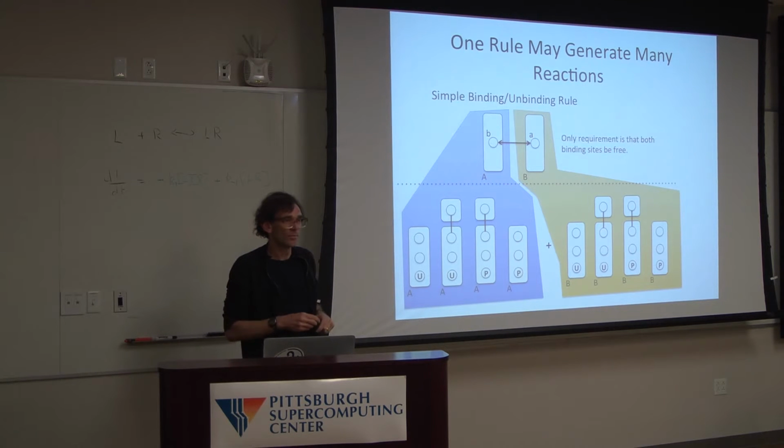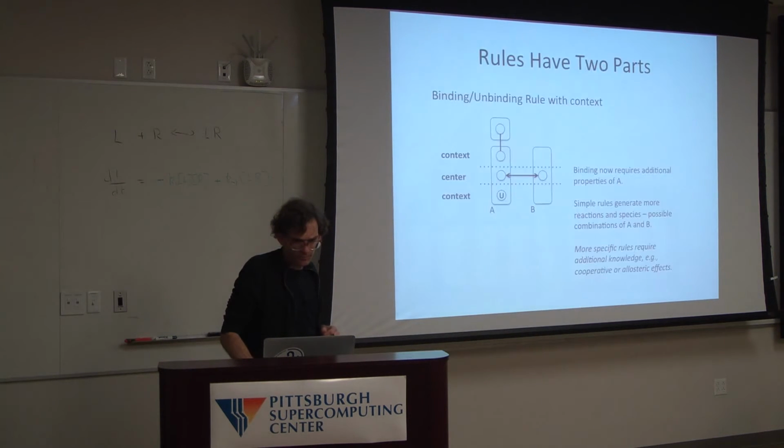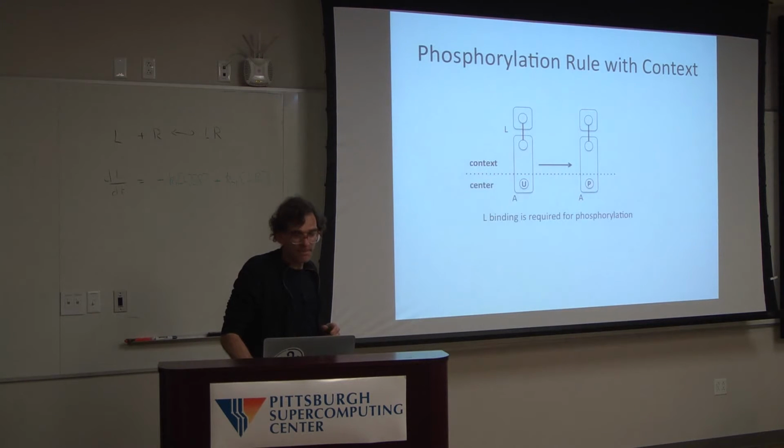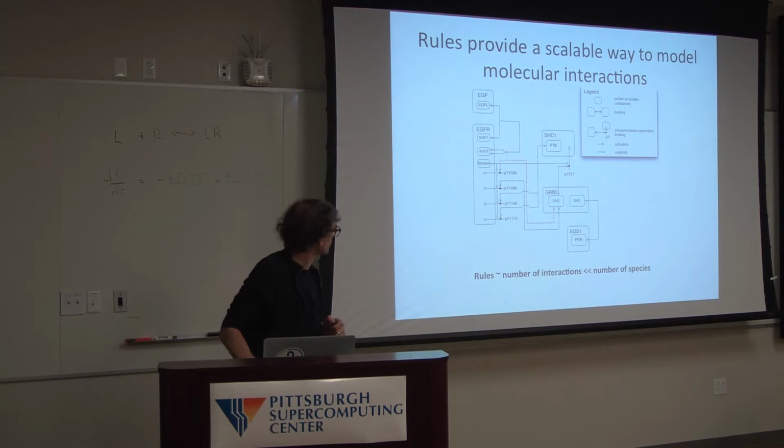So do you just specify like A, B must correlate with site 1, A combines with a ligand, and then it generates all the possibilities? Yeah, exactly. That's what the rule is.